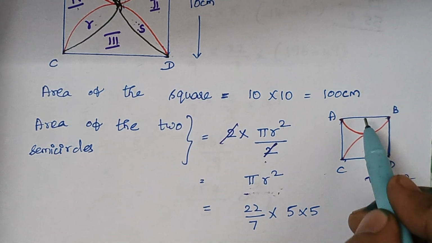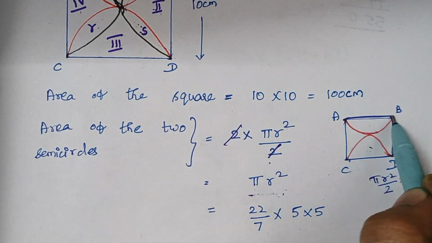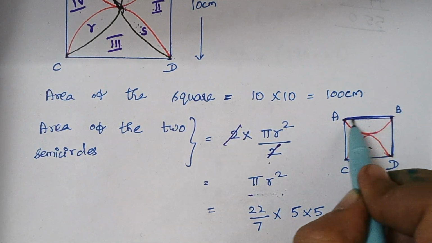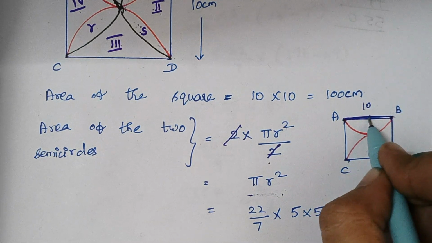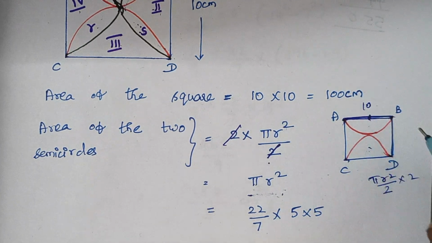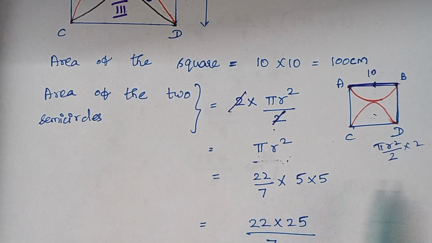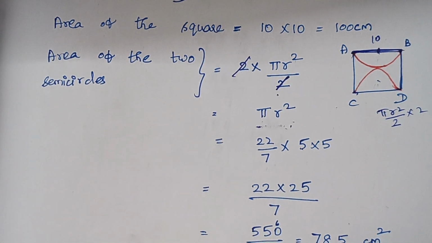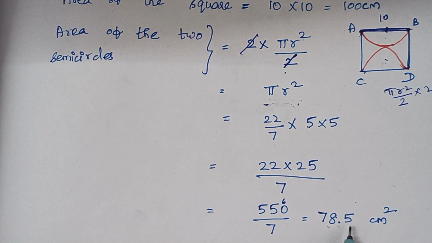Again you see for this semicircle, this is a side of the square as well as the diameter of the semicircle. So here the diameter is 10. Then what about the radius? It should be half, right? Therefore it is 5. So 22 by 7 into 5 into 5. When you solve, finally we end up with the answer 78.5 centimeters square.